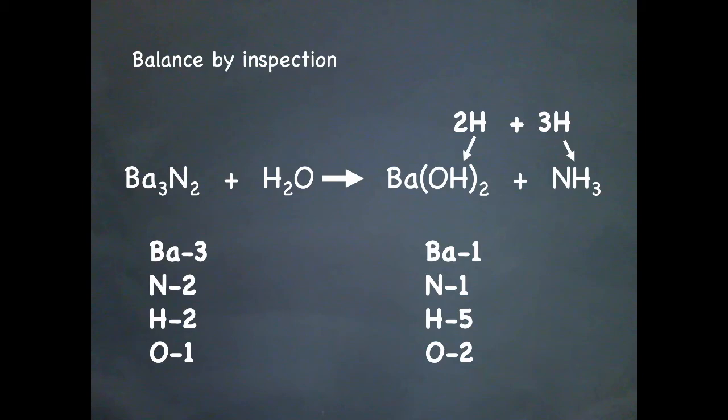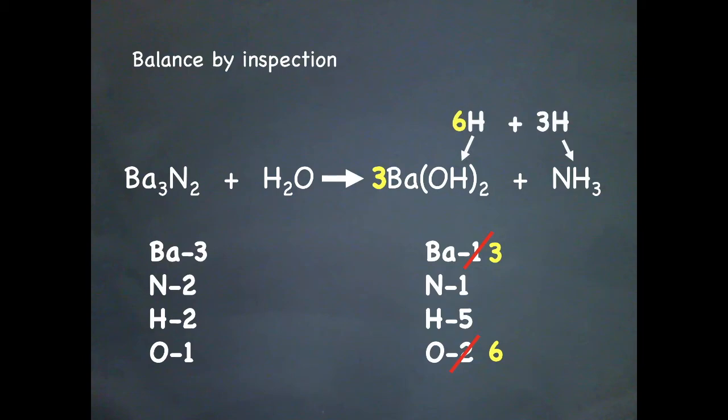I'm going to start by balancing my bariums. I have 3 bariums in the reactants on the left, but only 1 on the right. So I am going to add a coefficient of 3 in front of the barium hydroxide. Now I have 3 barium atoms, but I also have to multiply the other atoms in this molecule by 3. So I have to change my oxygens to 6. This molecule has 2 hydrogens in it. I also have to multiply those by 3. So I get 6 hydrogens.